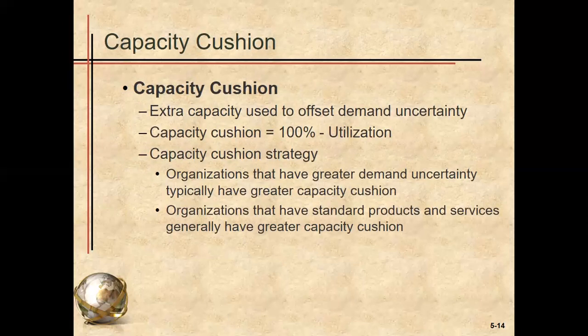Capacity cushion is the extra capacity used to offset demand uncertainty. The calculation is capacity cushion equals 100% minus utilization. For the capacity cushion strategy, organizations that have greater demand uncertainty typically have a greater capacity cushion. And also organizations that have standard products and services generally have a greater capacity cushion.